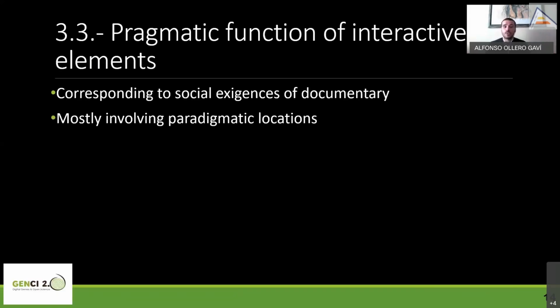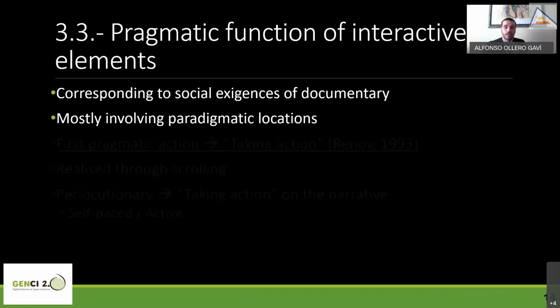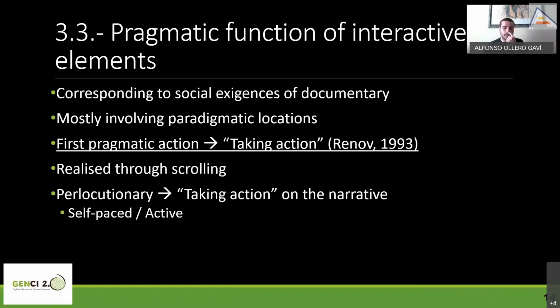Finally, I decided to correlate the pragmatic function of these interactive elements to the social exigencies of the documentary, that is, the documentary contract, as I mentioned earlier. So the first pragmatic action, that of interacting with the text, which is related to taking action, the first clause of the documentary contract, is mostly realized through scrolling. So here we are correlating two elements. The first one, the documentary's intent, that is, we as an audience must take action in the real world, and the interactive affordances of the web. So we are taking action in the documentary's narrative just by scrolling. So there is actually a perlocutionary effect. This is the pragmatic effect of this specific action. What this allows is to build knowledge at a self-paced pace, with an active role on the part of the audience.